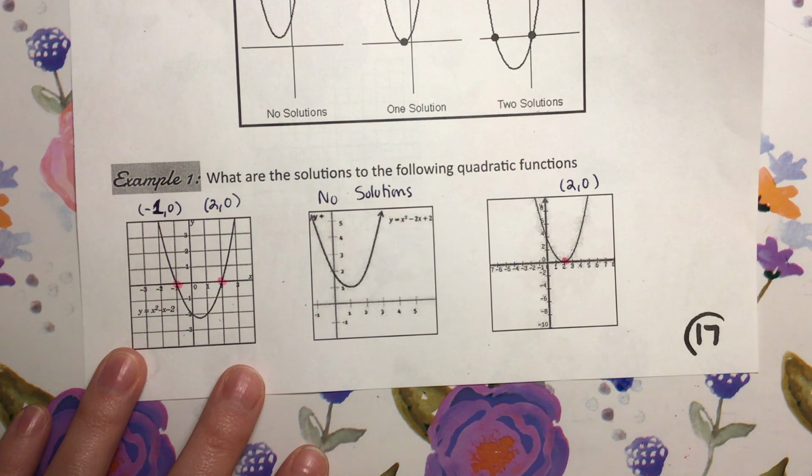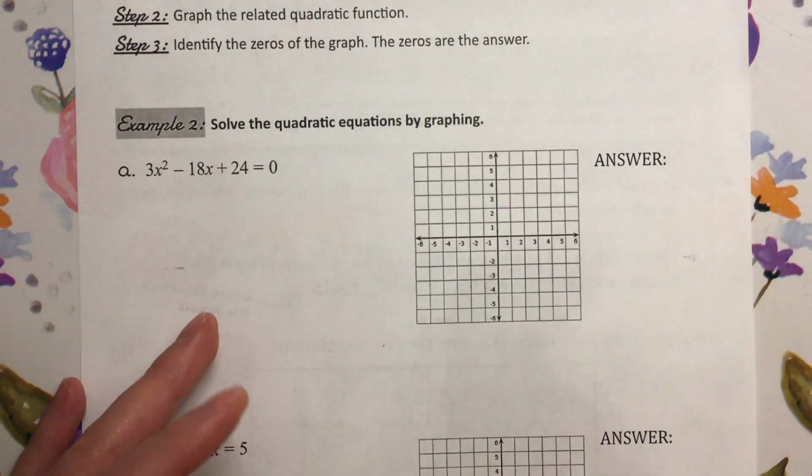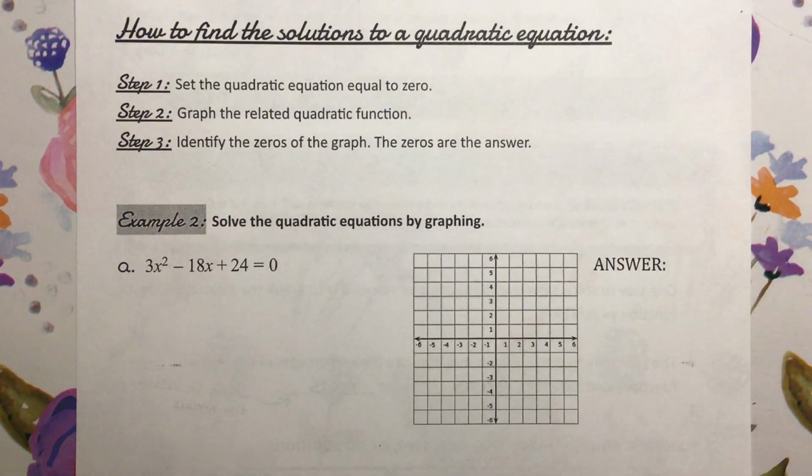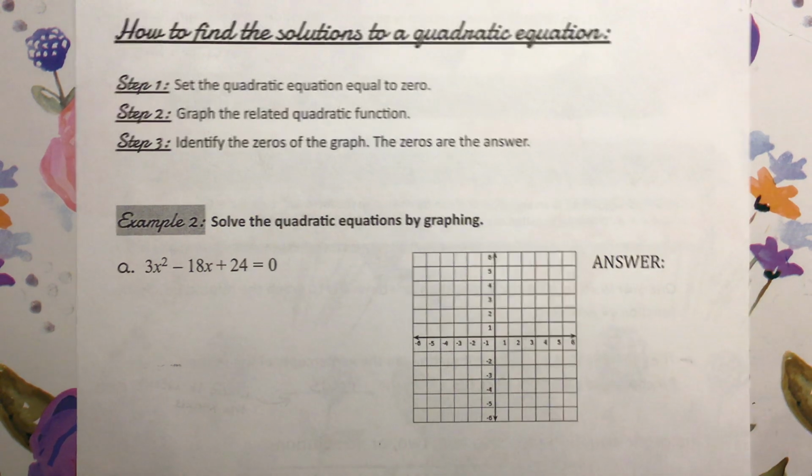What happens if we don't have a graph? How can we find the roots then? Well, we can follow these steps, and that's what we're going to do for our next examples. For these next examples, we're going to talk about how to find the solutions of a quadratic equation when graphing. So step 1, you want it to be equal to 0. After that, you're going to graph the related function, and then you'll look at your graph to identify the zeros and all that stuff. So let's look at example 1.